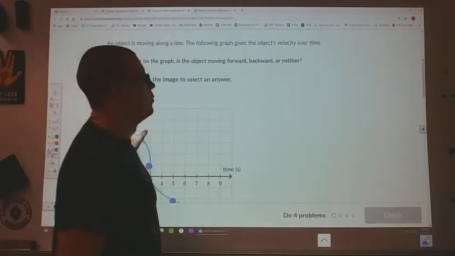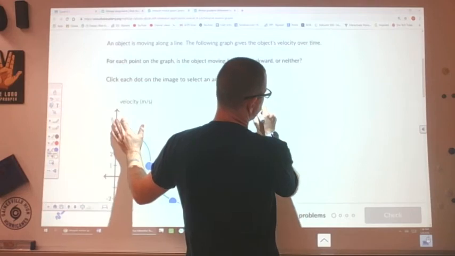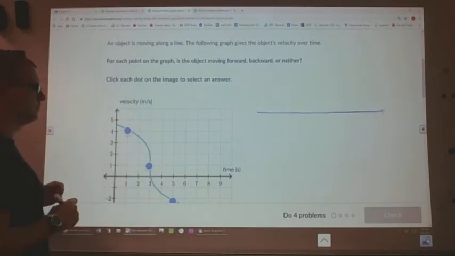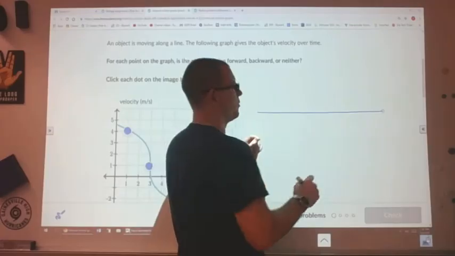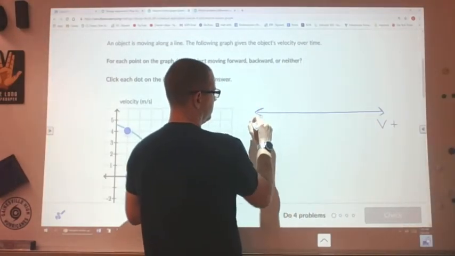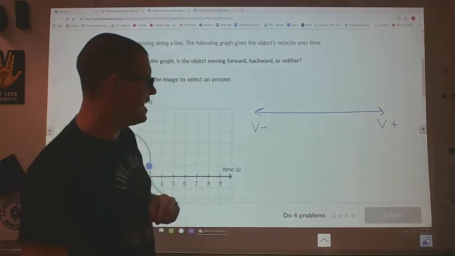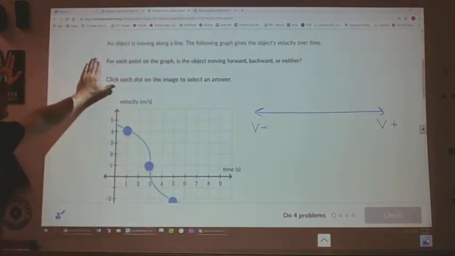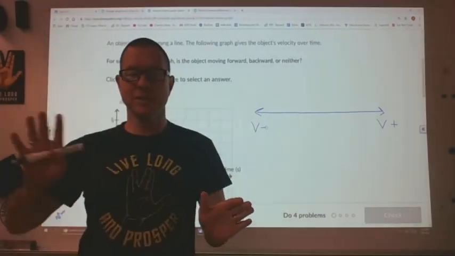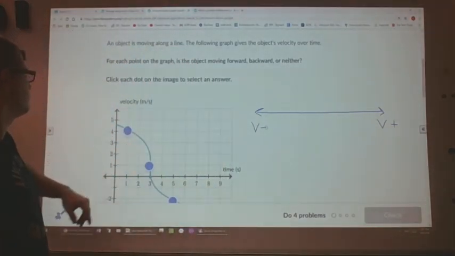So we have an object moving along a line from start to finish. He can be moving to the right or to the left. Positive and negative are indicators of directionality. So if he is moving forward, his velocity is positive. If he is moving backwards, his velocity is negative, and he is moving in this direction, towards the left, or backwards.